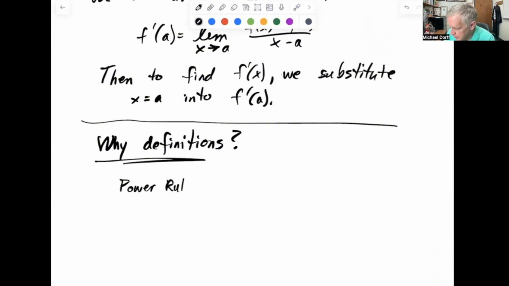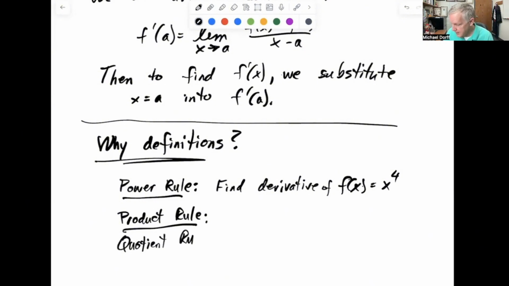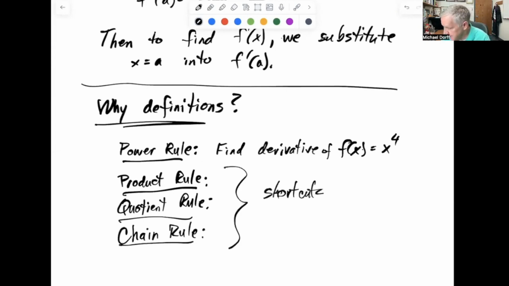So just to give you a preview here: the power rule, to find the derivative of things like f of x equals x to the 4th. We'll find a shortcut for that. Then we'll have the product rule, which will be a shortcut to finding the derivative when I have two things multiplied together. We'll also have the quotient rule, and we'll have the chain rule. And these are all shortcuts to finding derivatives.